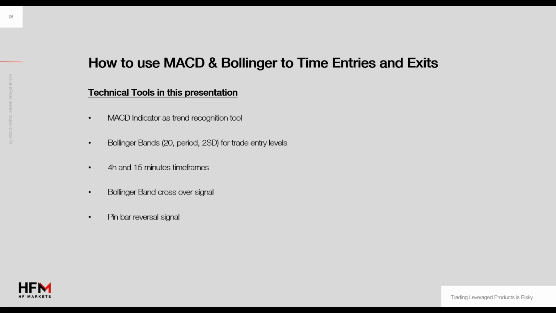So this is the setup that we're going to use for today's strategy. MACD indicator is initially used as a trend recognition tool, Bollinger's in order to identify entry levels. And this will be monitored on a 4-hour chart and 15 minutes chart. And the signal will be given with either the Bollinger Band crossing or pin bar reversal signal. So these are going to be the two signals that we're going to get in order to enter the market.